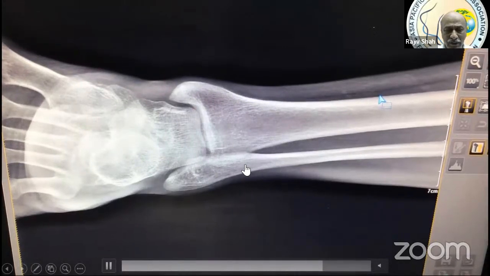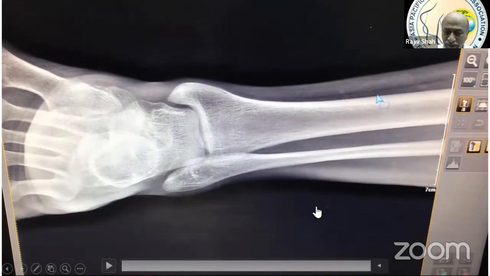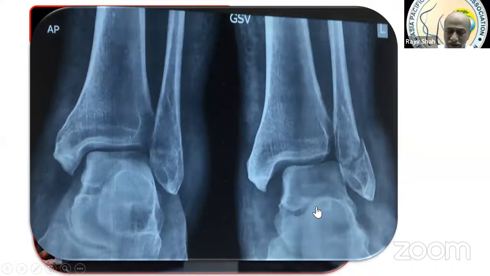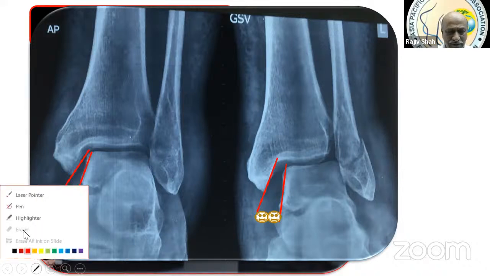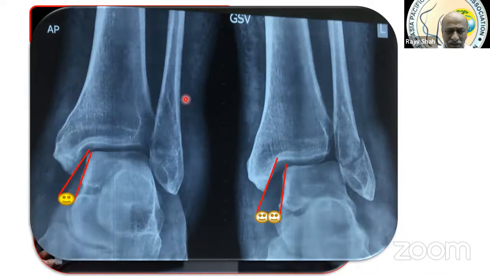This is how you see a cross table view in normal imaging. But if this is the gravity stress view, a stable looking lateral malleolar fracture got displaced. So this to us looks stable, but then when you take a gravity stress view, this is unstable. So suppose this is the situation now, considering this fracture for you to treat, how would you treat? Anybody, please?